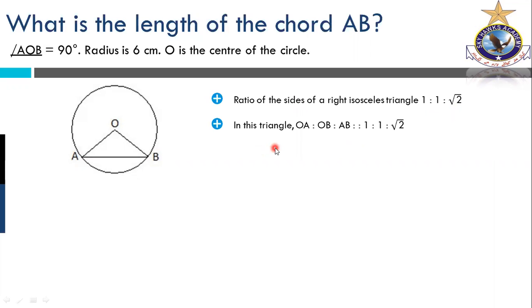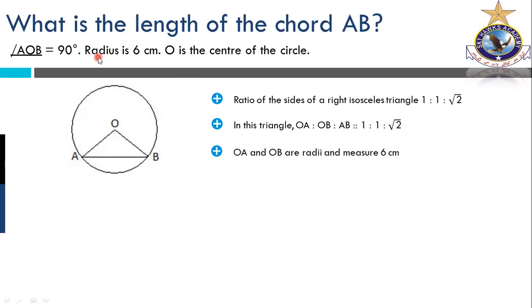So in this triangle, the ratio OA : OB : AB is proportional to 1 : 1 : √2. So we have written, in mathematical form, whatever we were talking about. Okay, let's see. OA and OB are the radii and measure 6 centimeters. So its exact figure is given now.